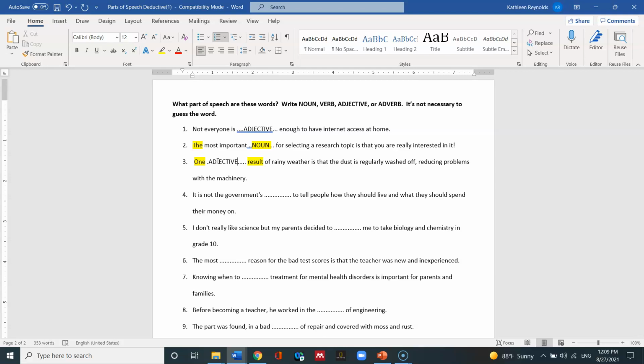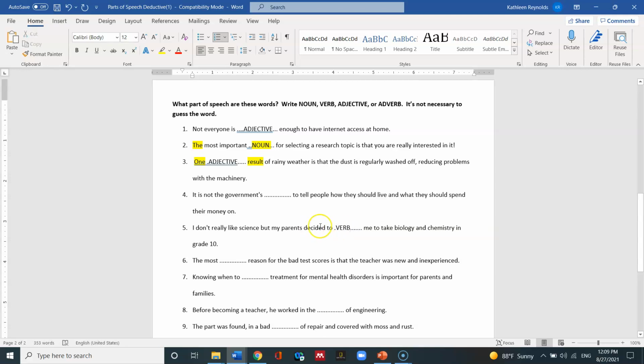So I'm not going to do all of the problems in this set, but I want to show a couple more. I will skip number 4 and we can check it later. And we're going to look at number 5. I don't really like science, but my parents decided to verb me to take biology and chemistry. So probably here you think my parents decided to push me or force me, and that is a verb.